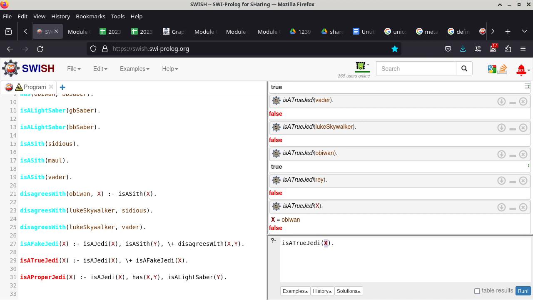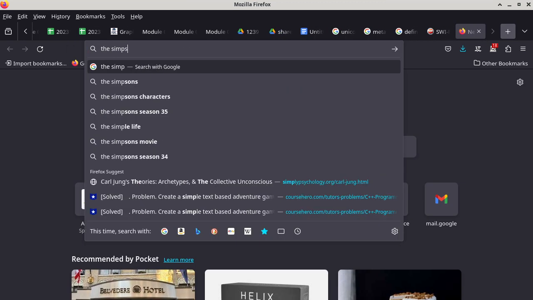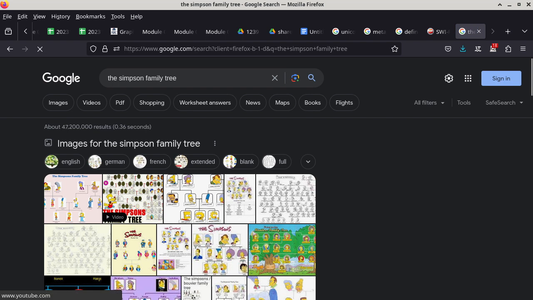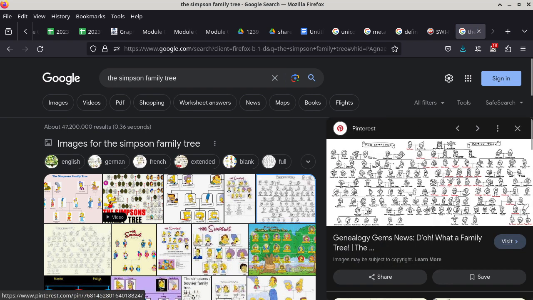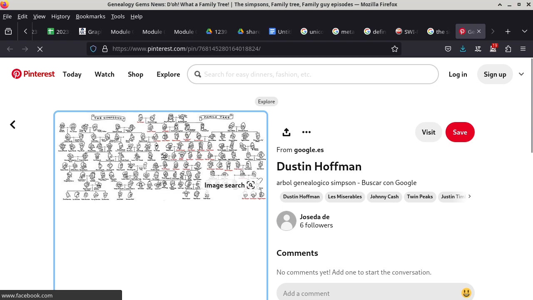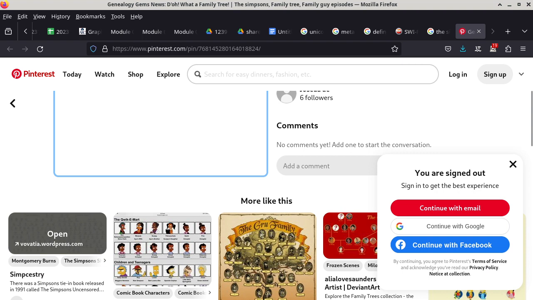So you can kind of imagine that if you enter, okay, this is a good example, The Simpsons family tree. Okay, so we'll look into this one. Mind giving me the full resolution? No, won't do.